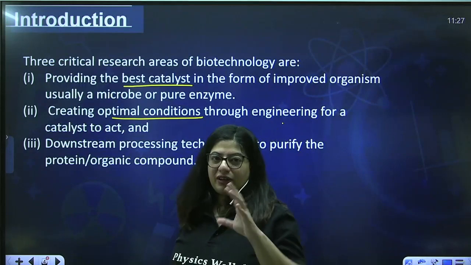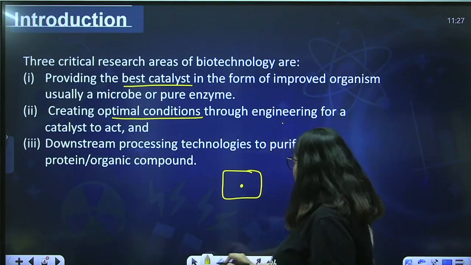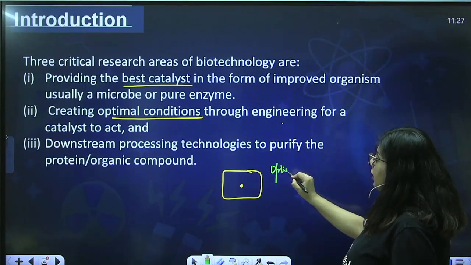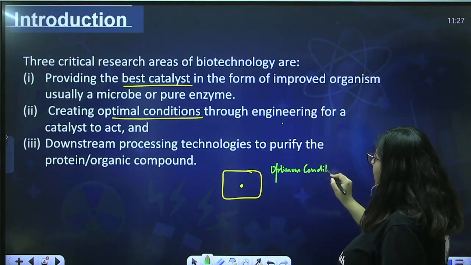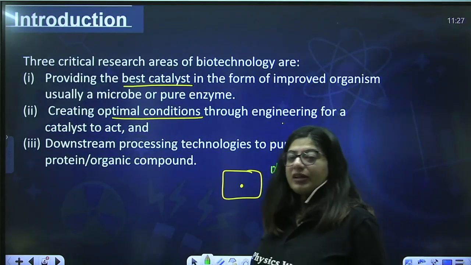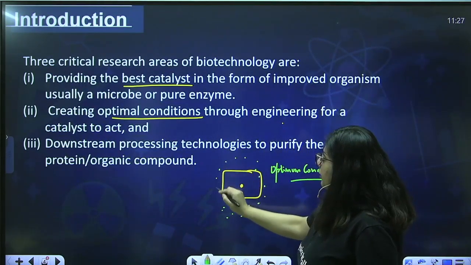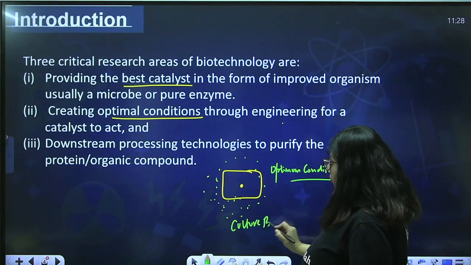Once you have found the bacterium, imagine you have found the bacterium. Now, the bacterium is producing colonies and we also have optimum conditions. We have cracked the code that yes, this bacteria is the best and these are the conditions in which it grows best. Now it has produced your product, okay, but this bacteria is present in a culture broth. This is how you grow the bacteria.